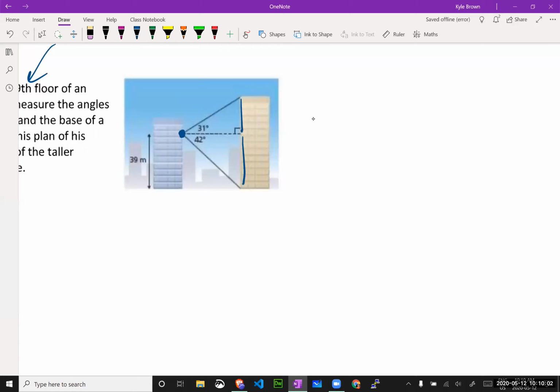And we have a little bit of a hint here. It's 39 meters to where he's looking out the smaller building here, right? Well, that means that if this is 39 meters, then this would also be 39 meters. So if I want the height of this building, I'm already halfway there, right? This is 39. I just got to find this side now.